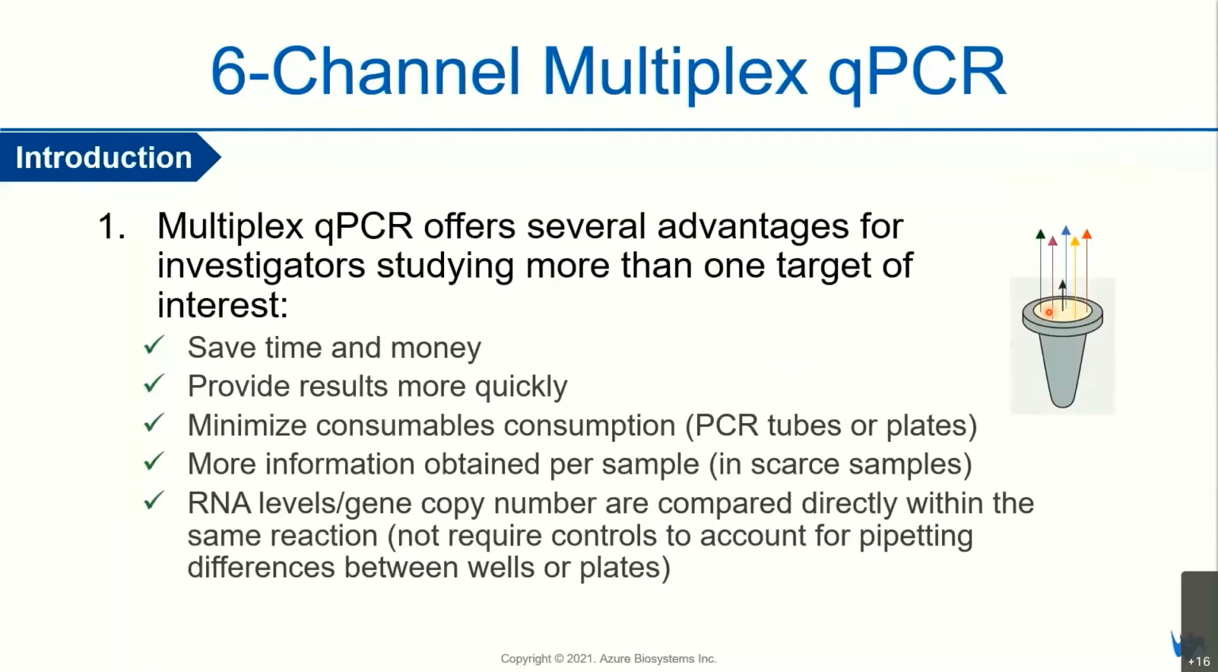Each of them has a different probe. So this multiplex qPCR offers a few advantages for investigators and scientists to study more than just one target of interest. You can do up to 2, 3, 4, and 6. This will save you time and money.